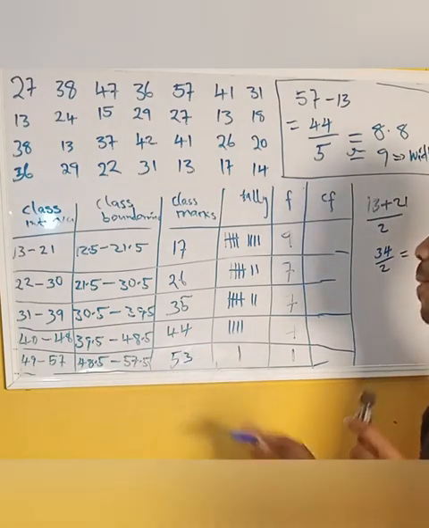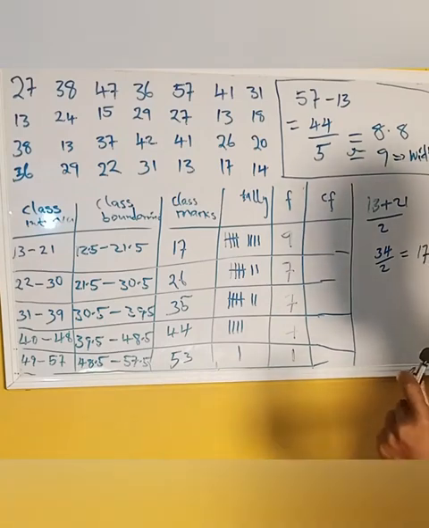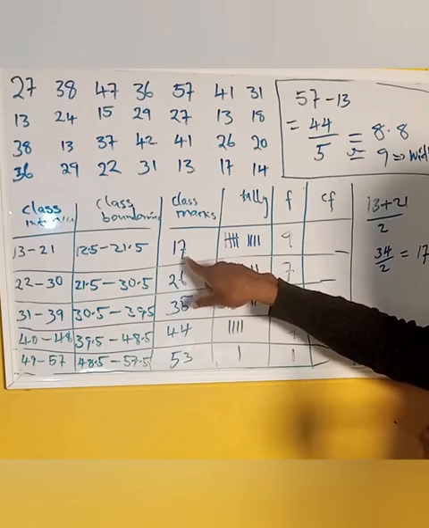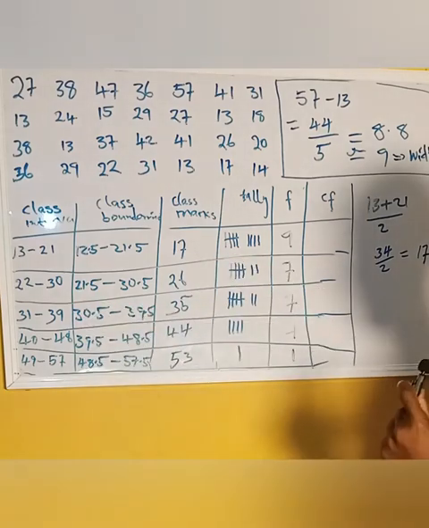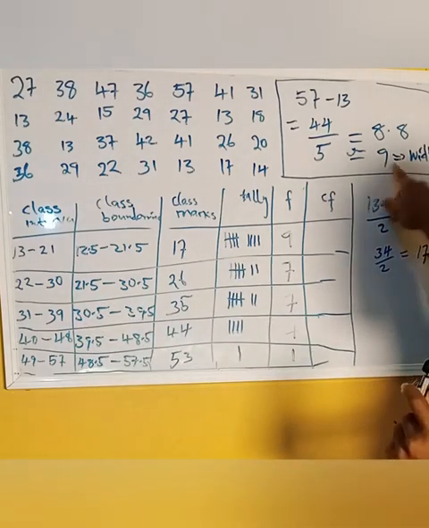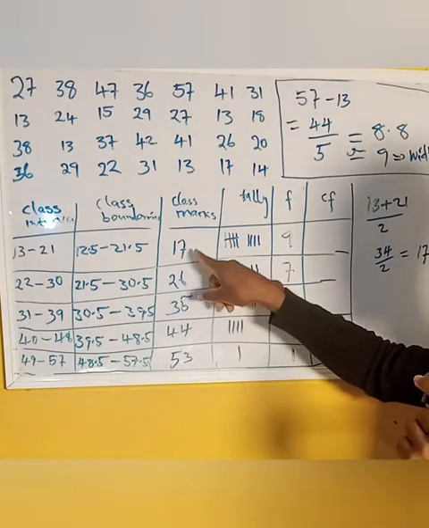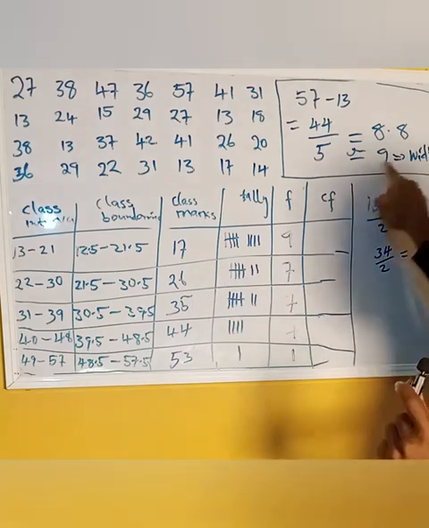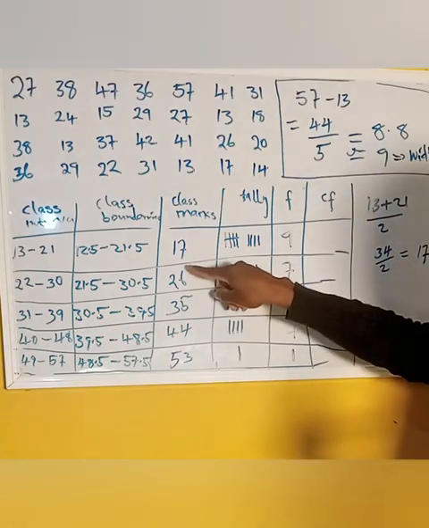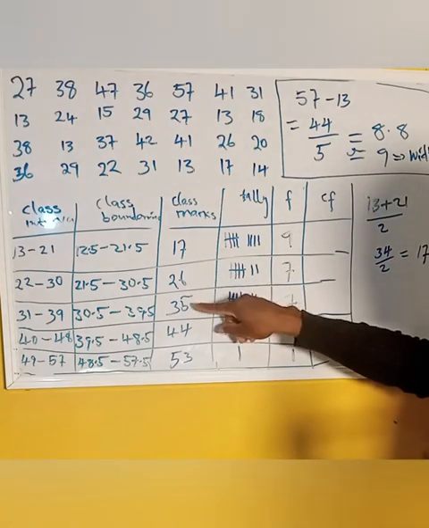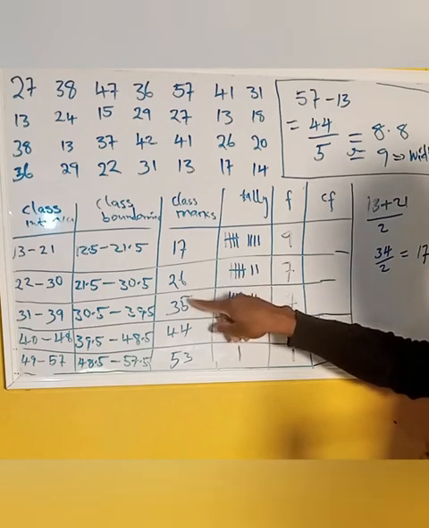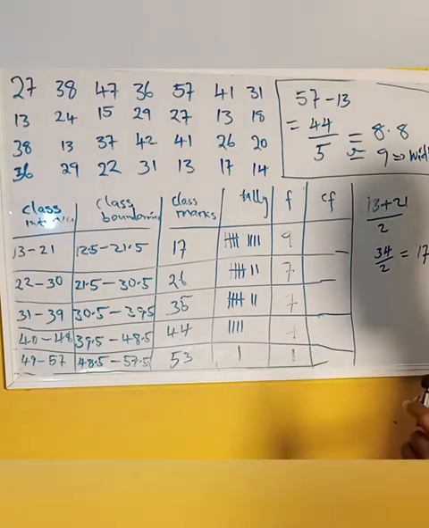Okay, let me give you a shortcut on how to get this without adding. Remember, your class width is 9. So once you have gotten your first class mark, you can simply add 9 to it, and you have the next. Add 9 to this, you have this. Add 9 to this, and you still have this one.